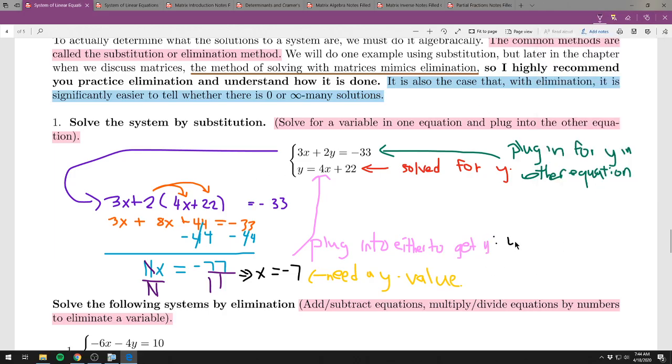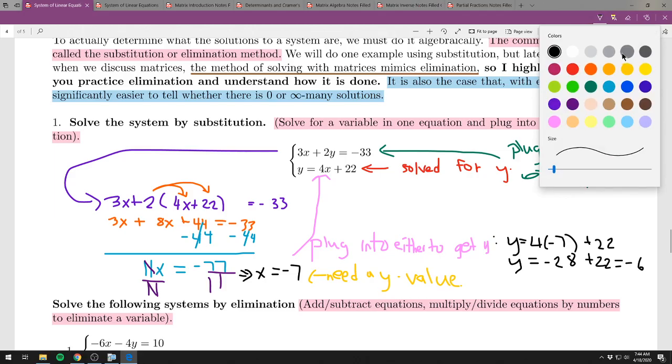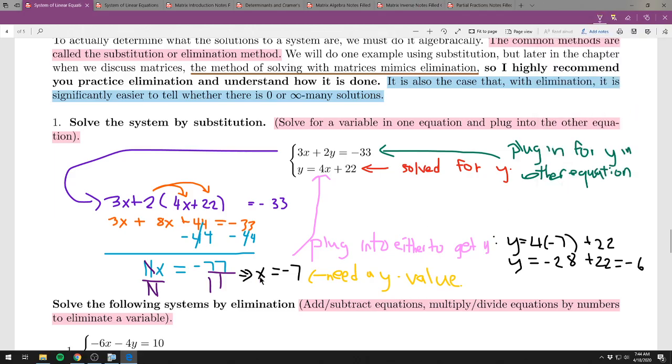Like I said, we get y equals 4 times x, which is negative 7, plus 22. 4 times negative 7 is negative 28. Plus 22, which equals negative 6. Right, so x is negative 7 and y is negative 6 makes up our answer.